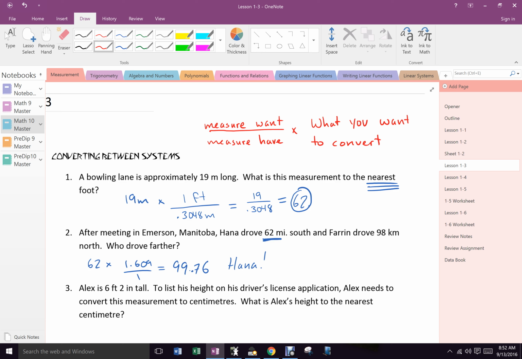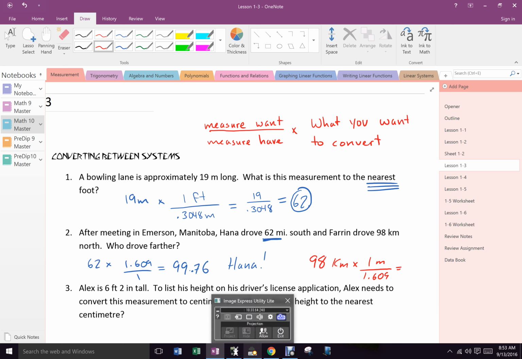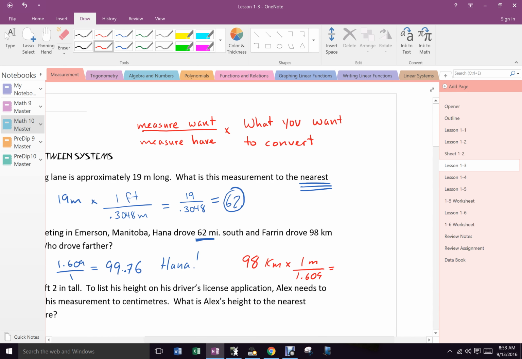Now, just in red, just because, let's change 98 to miles. 98K. Now I want miles on the top. 1 mile over 1.609K. So that is 98 divided by 1.609, which is 60.9 miles. So either way we did it, Hannah still wins.